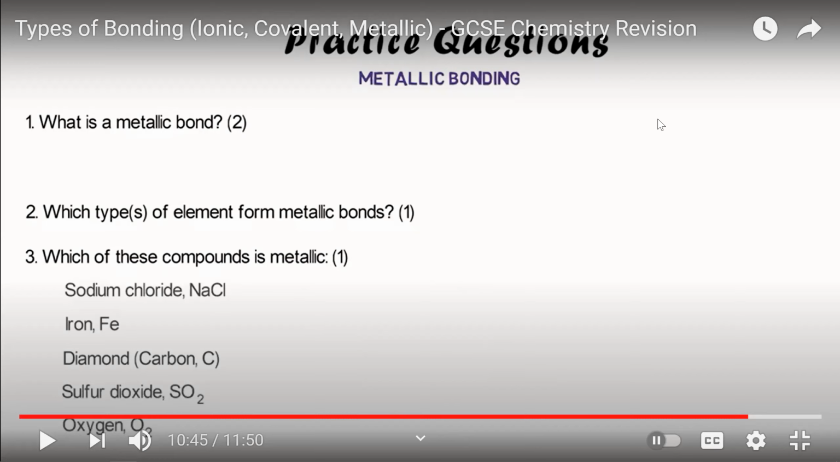Number 3. Which of these compounds is metallic? Ifat, first. Which of these compounds are metallic? Turn on your mouthpiece. Diamond. Diamond is metallic.